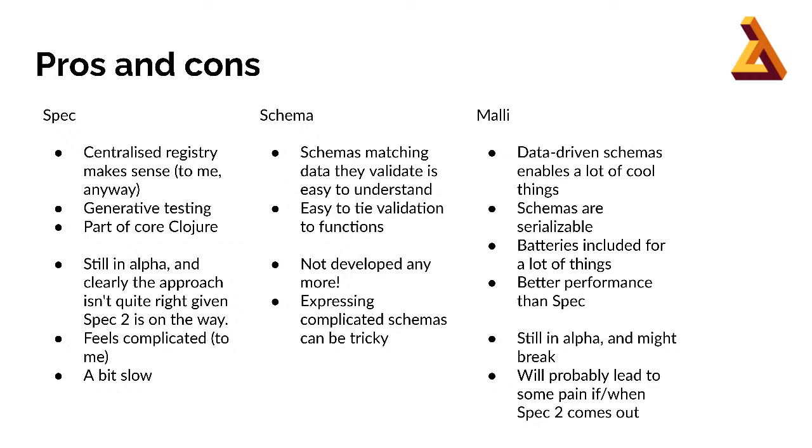But you are probably signing up for a bit of work to change things. And once Spec 2 comes out, it's probably not entirely clear which one is going to win out eventually. So you might need to chop it entirely and change to Spec 2, maybe. Anyway, that's the pros and cons of those runtime validation type library approaches.